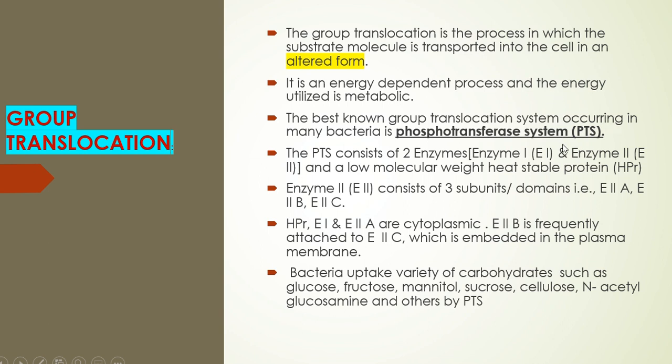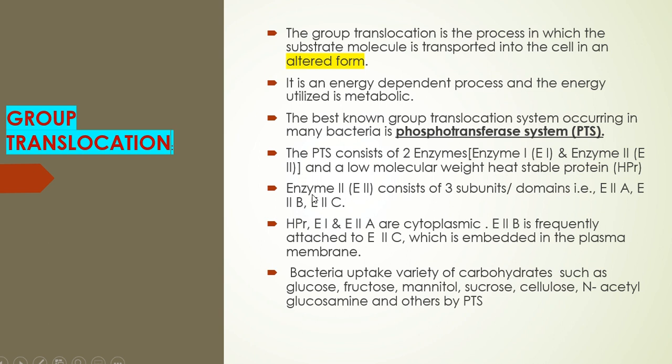What is this PTS system? How is it working? Everything I will explain to you in detail. Don't bother. Let's see what the components of this PTS system are first. What is meant by PTS? Phosphotransferase system. The PTS components are two enzymes named enzyme 1 and enzyme 2. Along with these two enzymes, a low molecular weight heat stable protein is also there. What is it? Heat stable protein, that is HPr. So altogether we have three components, two enzymes and a heat stable protein.